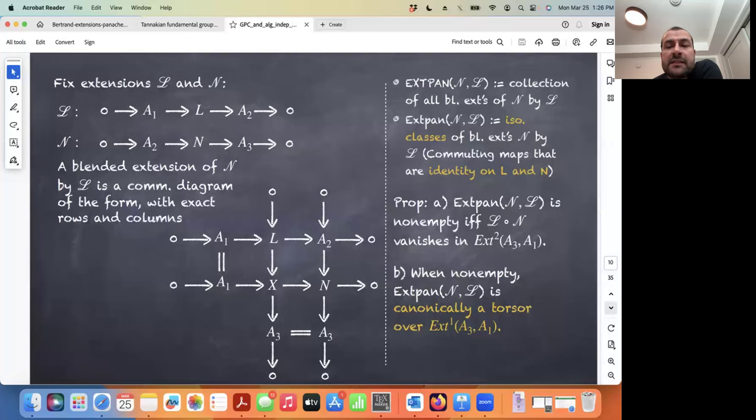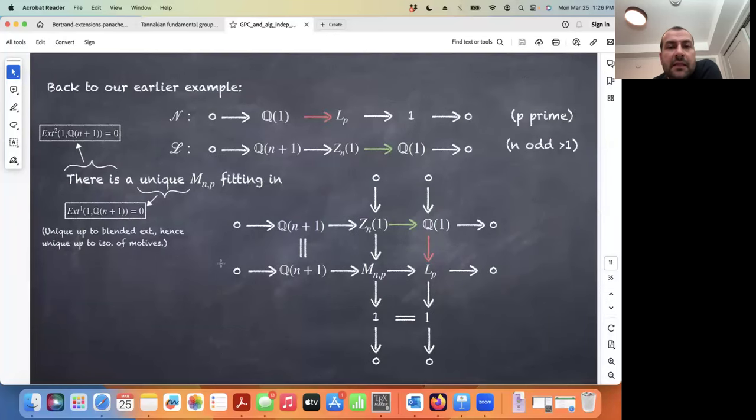Okay, now going back to the previous example that I had. So here, this is the motive of the logarithm of P. This is the motive of zeta of N twisted. And I want to play the scheme of blended extensions, this as the vertical one and this as the horizontal. Now, by the previous general result, when would you have a blended extension? When does a blended extension exist? As long as Ext2 of 1 and this is 0, you're guaranteed that the two-extension that you had will be vanishing, and then you'll have a blended extension.